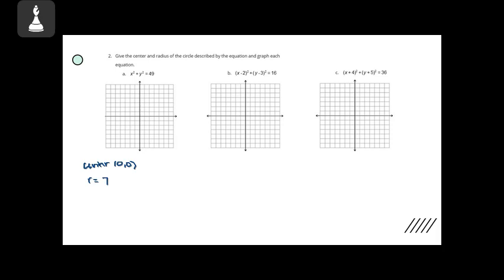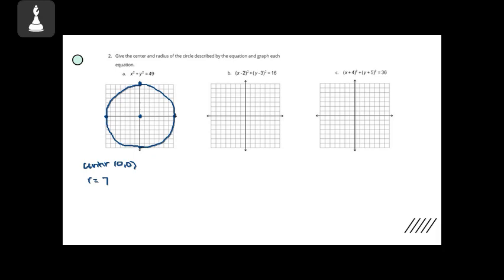So what I'm going to do first is plot my center, 0, 0, and then I'm going to count out 7: up, down, left, and right. 1, 2, 3, 4, 5, 6, 7. So that's all the way to the edge of my graph. And I'm going to do my best attempt to turn this into a circle. And there you go.